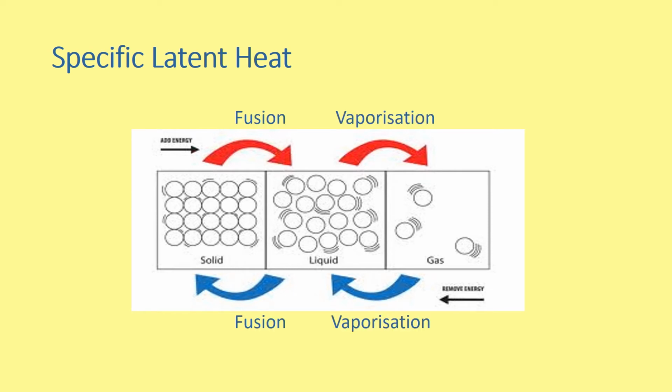This diagram hopefully illustrates the last two slides. Vaporization and fusion can be summarized in the diagram. The red arrows at the top are trying to indicate heat being added, and the blue arrows at the bottom are trying to represent energy or heat being removed.